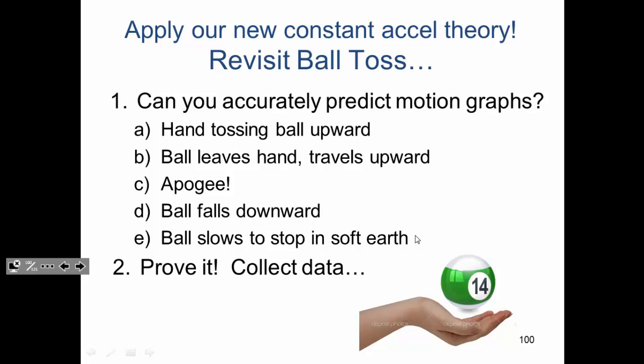So the question is, how can we actually see if the free fall portion of that is constant acceleration or not? That's our goal here. And you're going to do a lab activity that does that.